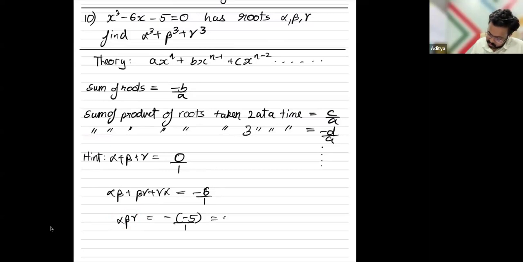So in this case, it will be 5, and this is minus 6. So using this fact, alpha plus beta plus gamma is 0, alpha beta plus beta gamma plus gamma alpha is minus 6, alpha beta gamma is 5. Try to find alpha cube plus beta cube plus gamma cube. Alok, try again. Pushkal, try again. Not correct.